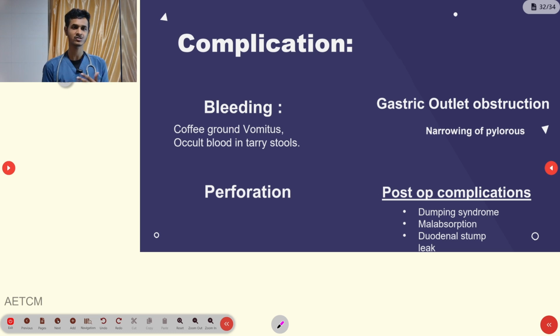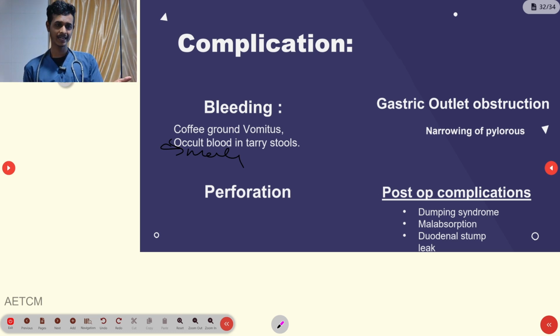Finally, complications. Bleeding is one of them, with coffee ground vomitus and occult blood in the tarry stools, that is called melena. Perforation is also one of them. If the gastric ulcer is prolonged for a longer time, it will erode the whole wall and cause perforation. Gastric outlet obstruction can narrow the pyloric sphincter.